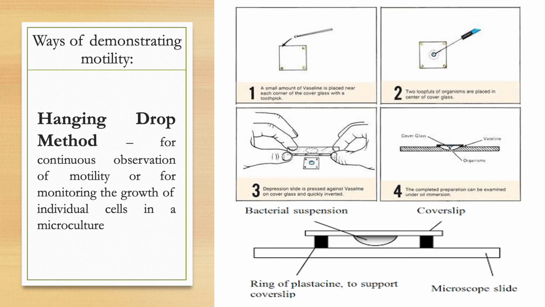Similar to the one you see in number 3. So the depression side is pressed against the cover slip. Aside from clay, by the way, you can use Vaseline to allow your cover slip to stick to your slide, right? And then once you do that, you invert the slide so that the cover slip is facing up. So now you have a drop of liquid that is suspended on the cover slip.